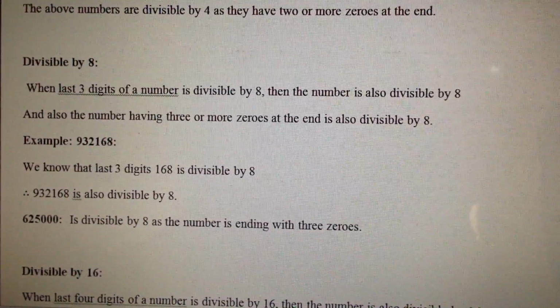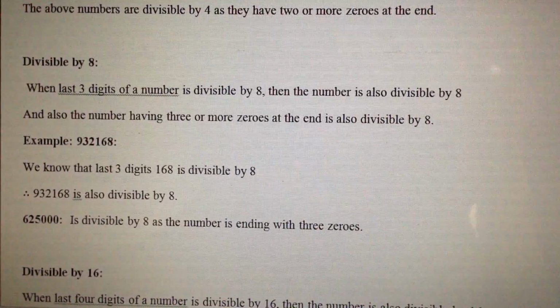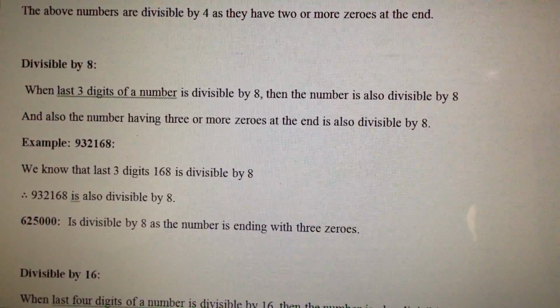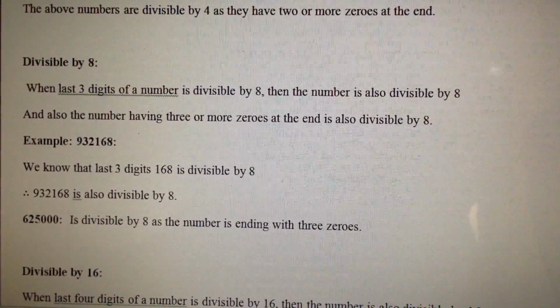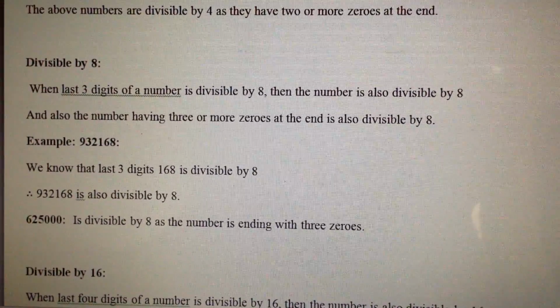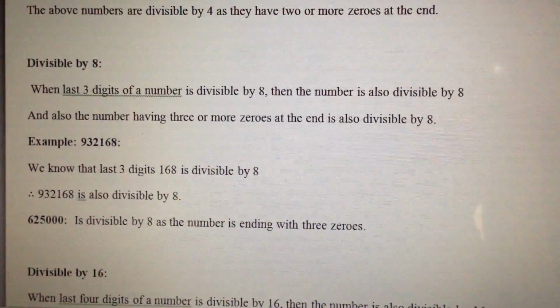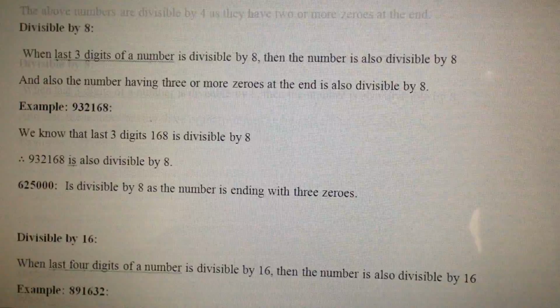And let us take one more number, 6,25,000, which has three zeros at the end. So a number having three zeros or more is also divisible by 8. Therefore, this number is also divisible by 8.